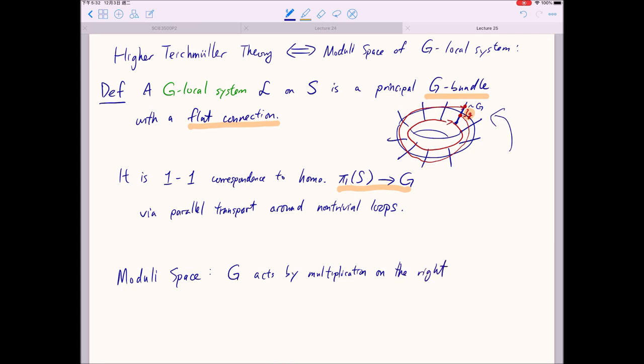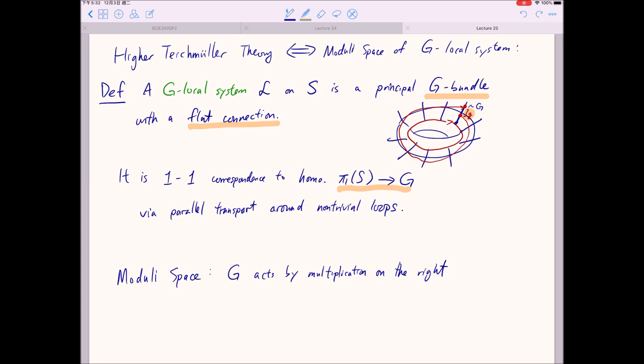For the G bundle. And equivalently in the homomorphism setting, it means acting by conjugation on the image. So we mod out by this G action, and we consider the moduli space of G local systems.